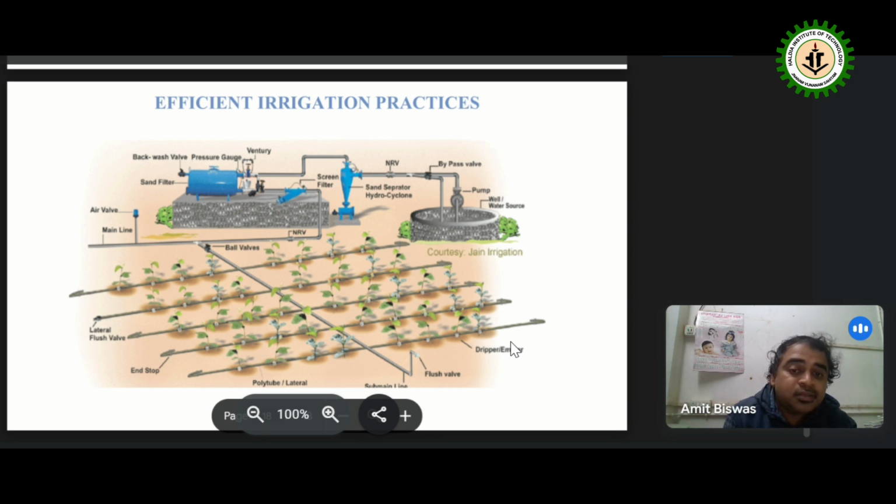That's why the drip irrigation system is the most efficient irrigation system in comparison with all other irrigation systems like surface irrigation, such as furrow irrigation and check basin irrigation, and other irrigation systems like sprinkler irrigation. So among all these things, the drip irrigation system is the most efficient irrigation system.